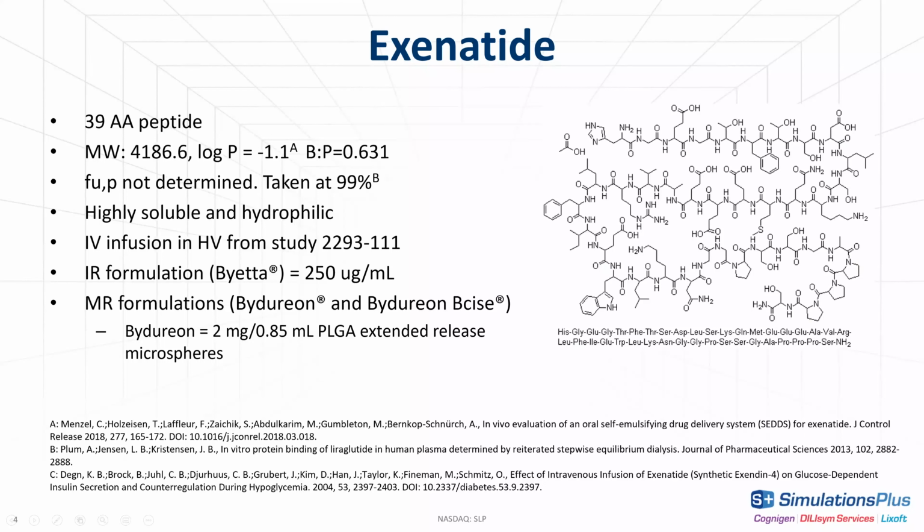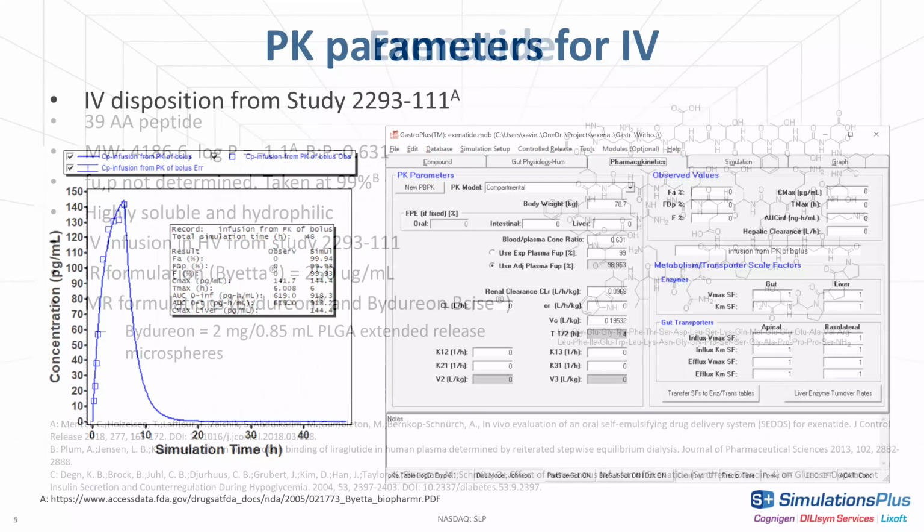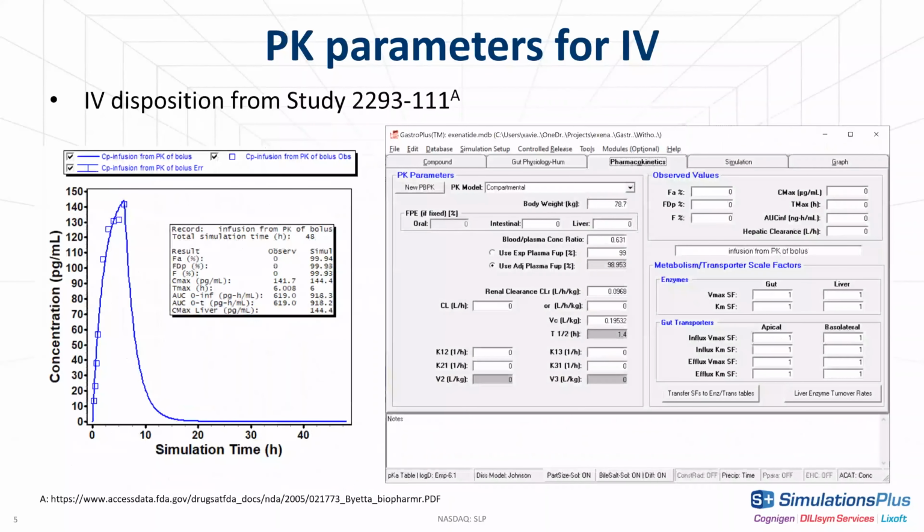So in terms of PK parameters, we can access them. There's a study called 111 in the submission file, which is a 6-hour infusion of Exenatide in healthy volunteers. So if you feed that data, you can actually extract the disposition and clearance, which you can assign to renal clearance because of the mechanism of clearance for that drug.